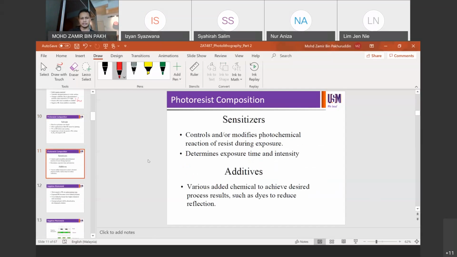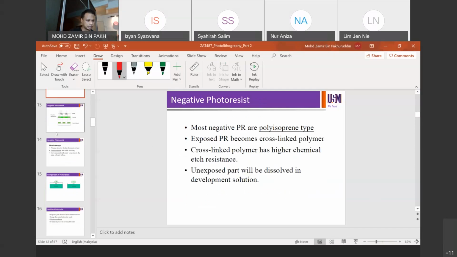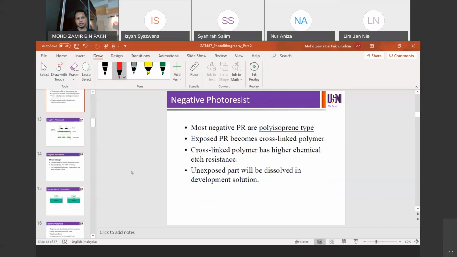We also have sensitizers that modify the photochemical reaction, so it is dependent on exposure time and intensity. We have additives as well in order to reduce reflection in the reaction. So let's look at positive photoresist and negative photoresist for the next few slides.